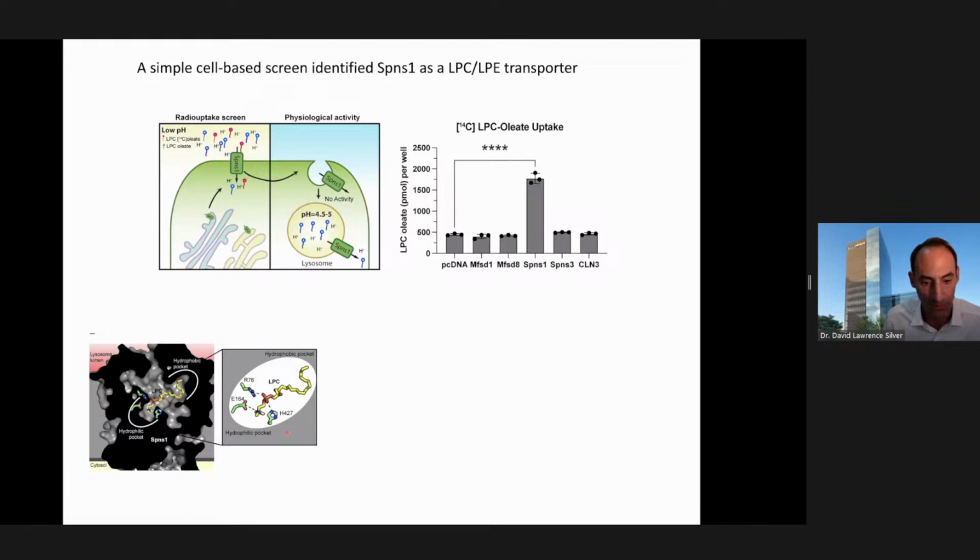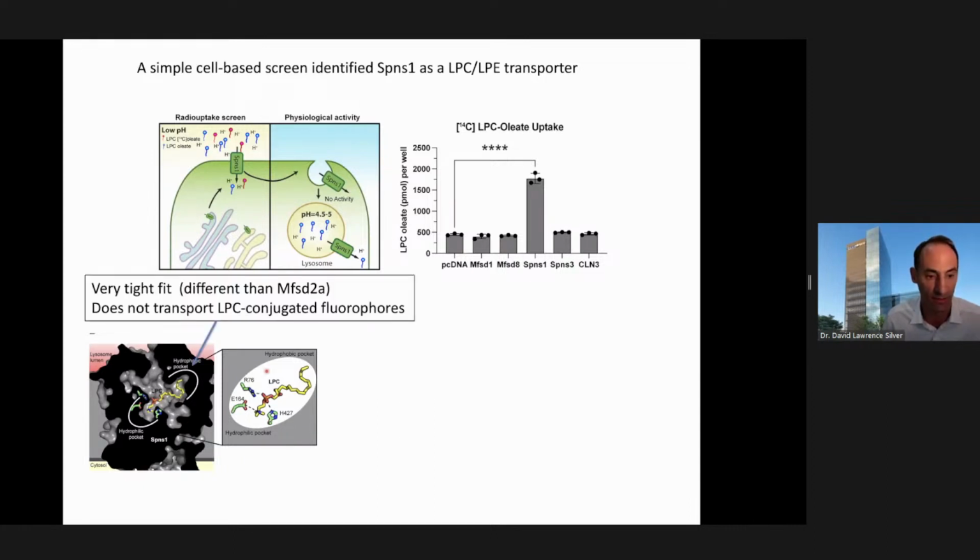We identified putative head group binding residues: arginine 76, glutamate 164, and histidine 427. And just to highlight that this is a very tight fit, in our experiments we're not able to see very robust transport of any LPC conjugated to fluorophores. That is, if you conjugate a fluorophore such as NBD to the omega carbon of this acyl tail, SPINS1 really does not transport it. So it has extremely low affinity for any kind of LPC conjugates, consistent with the very tight fit that this pocket forms around the acyl tail.